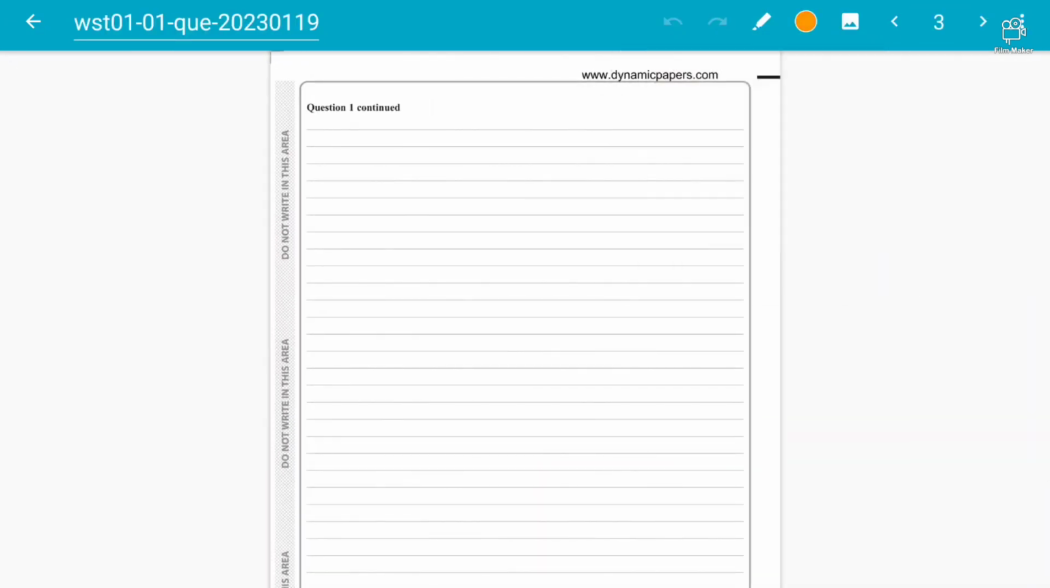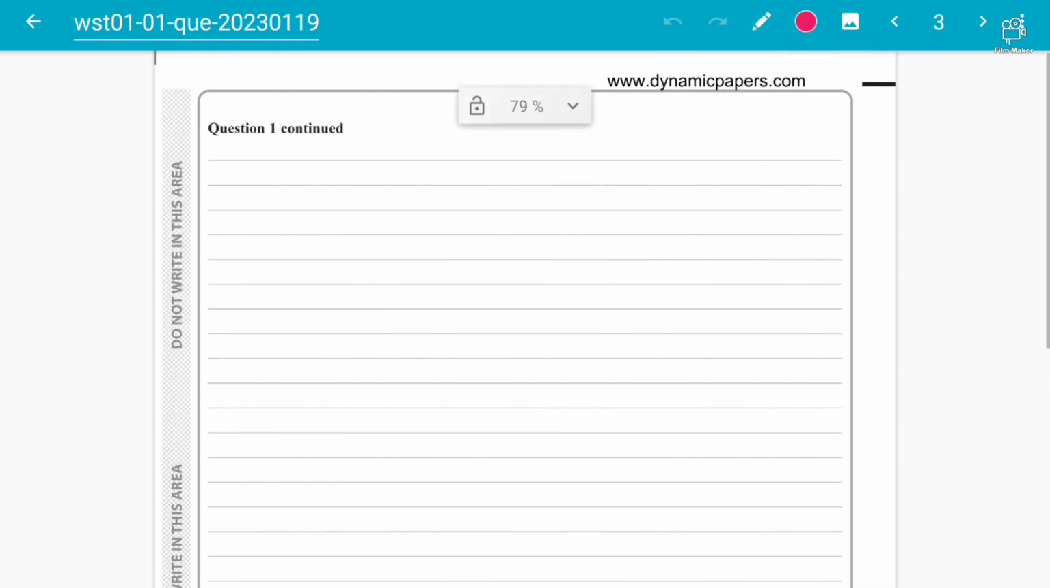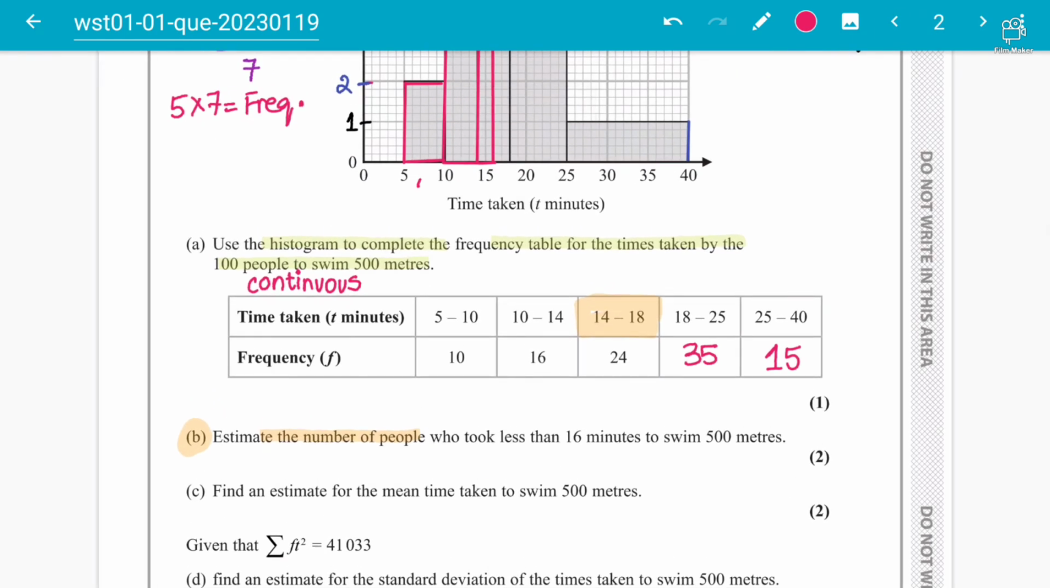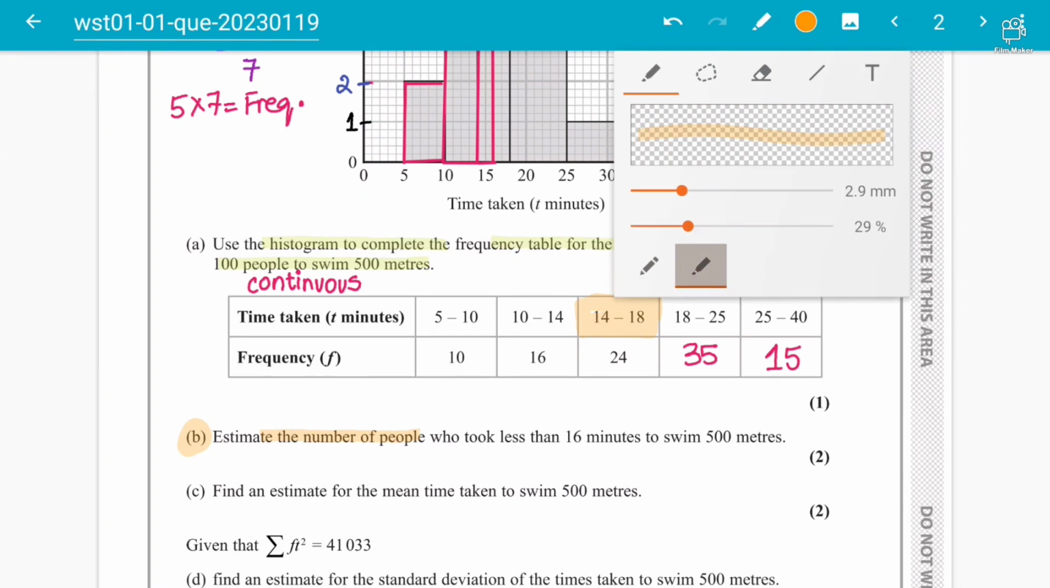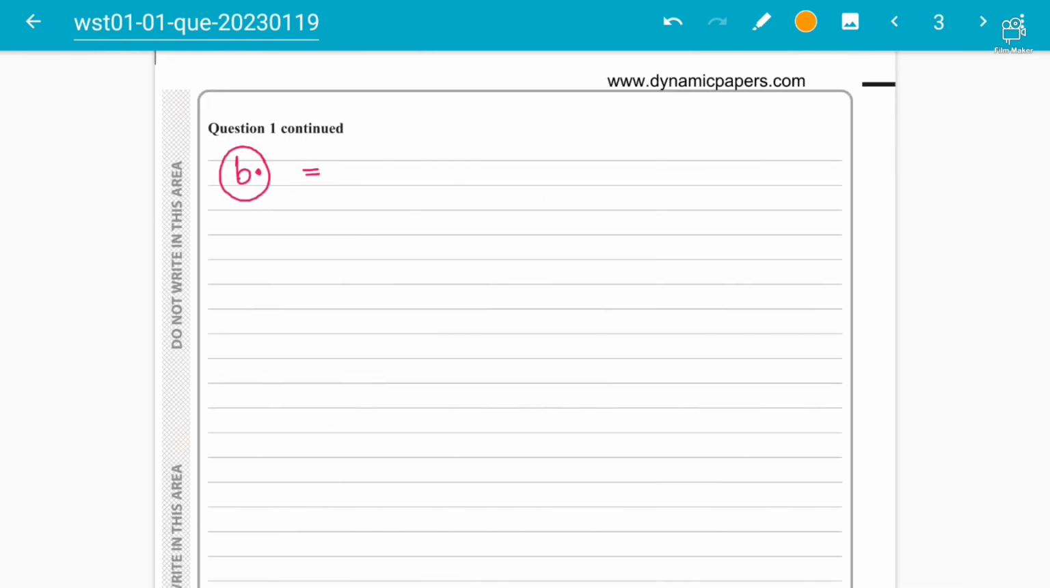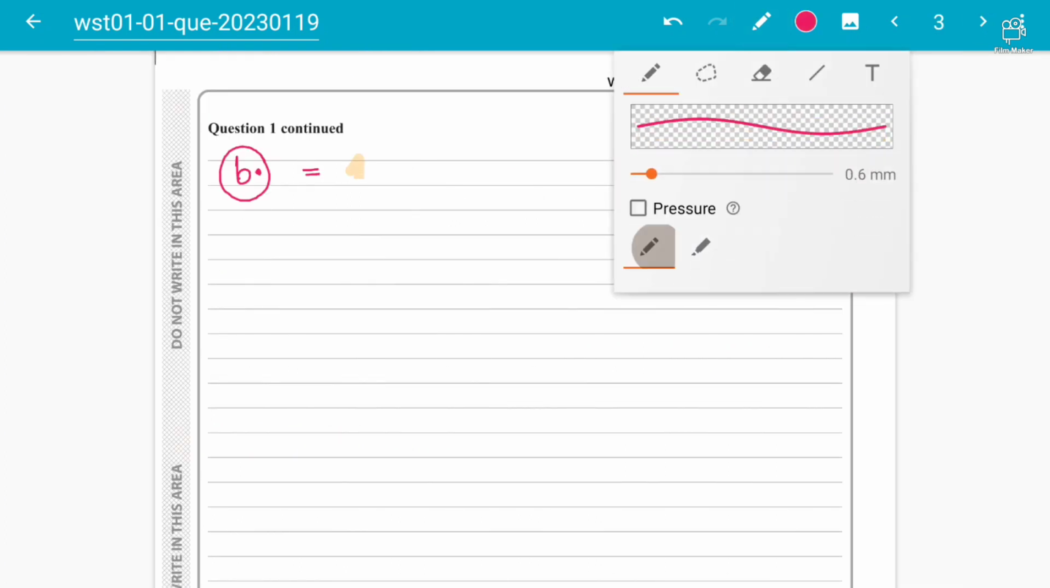Okay, students, for part B you can start working directly by saying frequency 2 times 5, the class width, so it will be 2 times 5, or you already have this, so you don't have to do this. It will be 10 plus 16. Already there will be 10 plus 16 people, so you are going to write 10 plus 16 people.